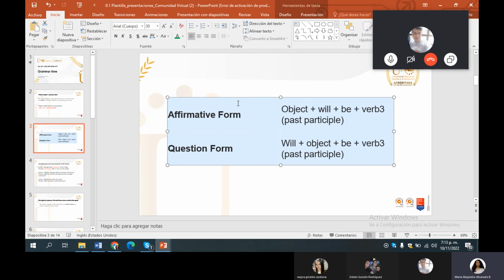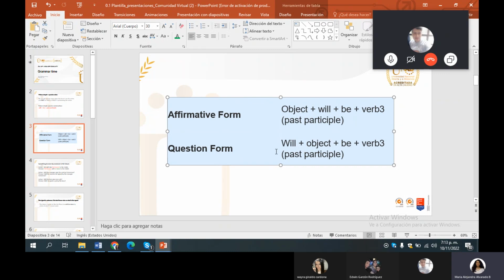In this case, we have the rule for the affirmative, and the first thing that we have to put is the object. Then we are going to put will. After that, we are going to put be, just be. And then we are going to put the verb in past participle. It can be regular or irregular.